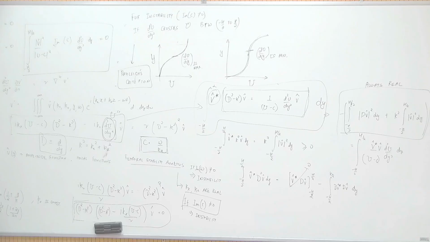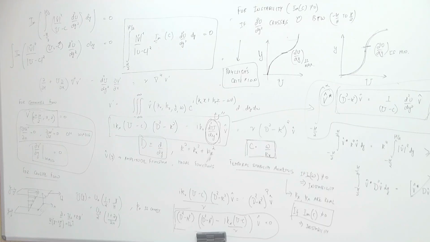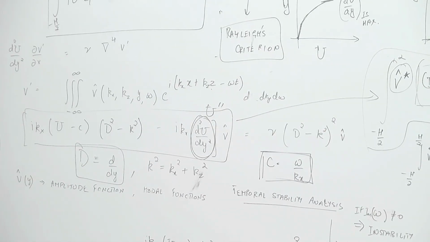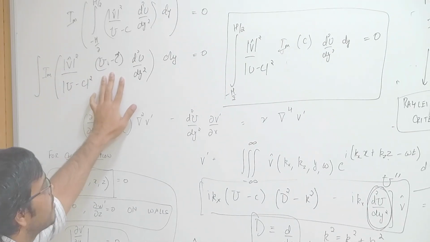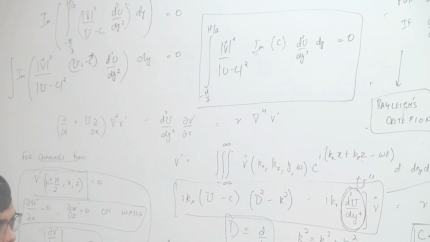How did we ignore the u term? U is always real, no? The imaginary part of that term is 0. Just take the imaginary part of this term. What will you get? This is real. This will be only imaginary of C. This is real.